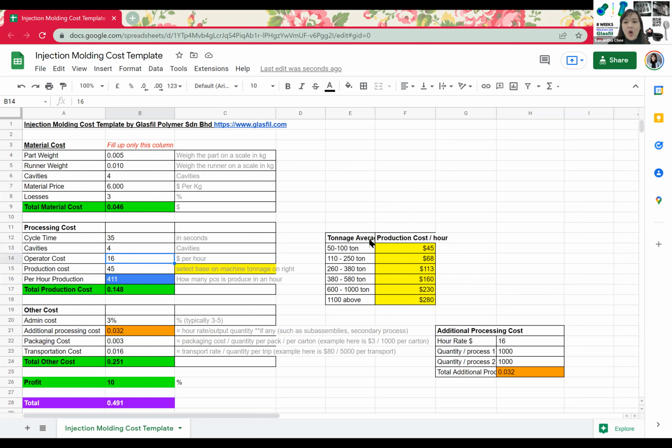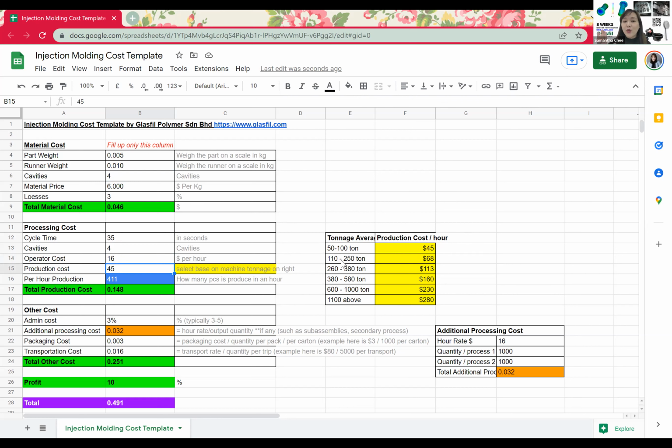And then the operator cost, you could actually survey, depends on the country, per hour. And then after that, put in the production costs. The production cost will be something that I'm putting in here based on the machine tonnage, bigger or smaller machines, and also the variances that I talk about.